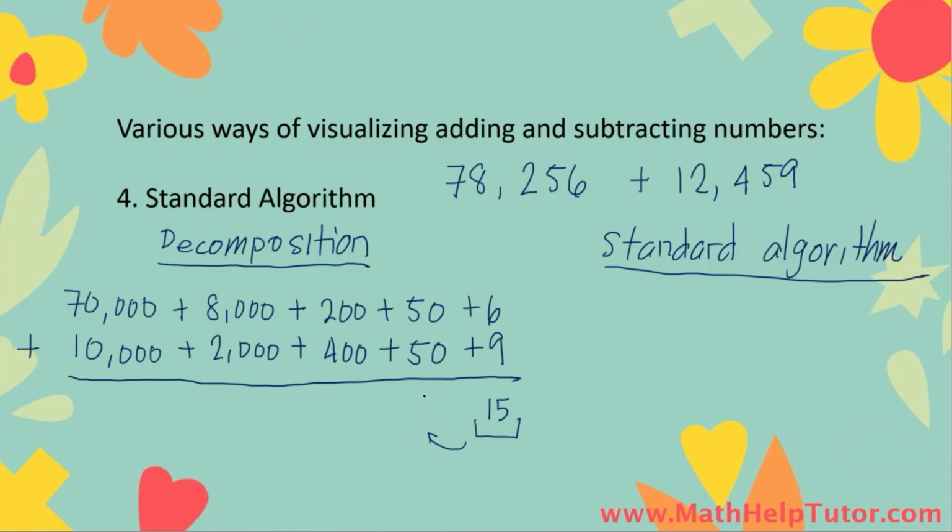And what is 15? 15 is actually 10 plus 5. So 5 we can retain in the ones place, and 10 we have to add to the tens place. So let's put 10 over here. And this is what we call carrying over. So let's retain 5 over here, and we have 10 over here. Now we can proceed with the addition of the tens place.